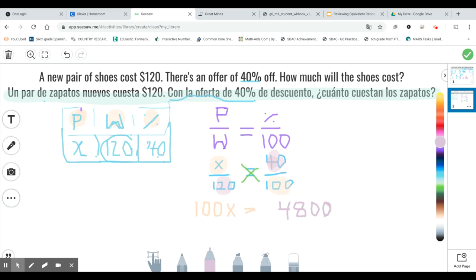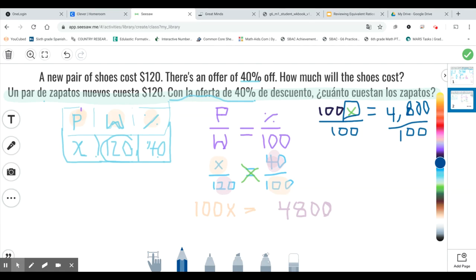I'm going to rewrite that up here just so that we can do our math. So we have 100x equals 4,800. Remember, we want to isolate the x, and the opposite of multiplication is division, so I'm going to divide both sides by 100. That leaves x by itself, which is what I want.